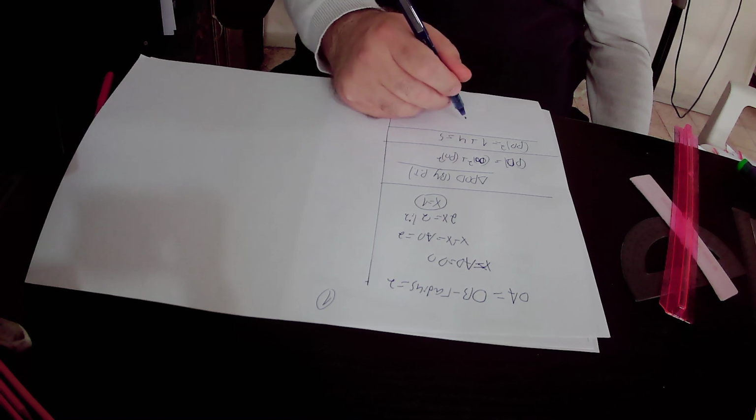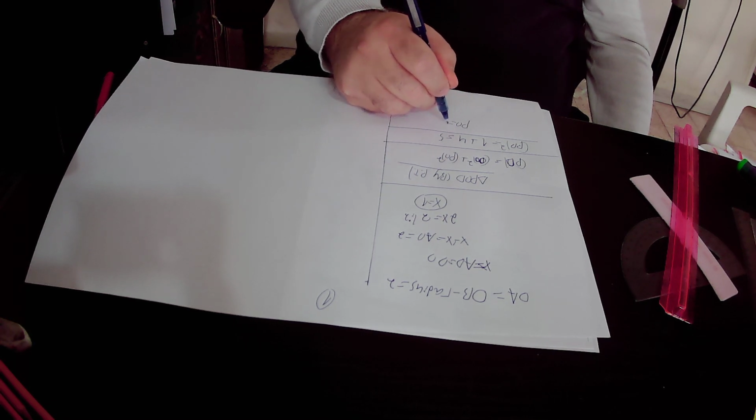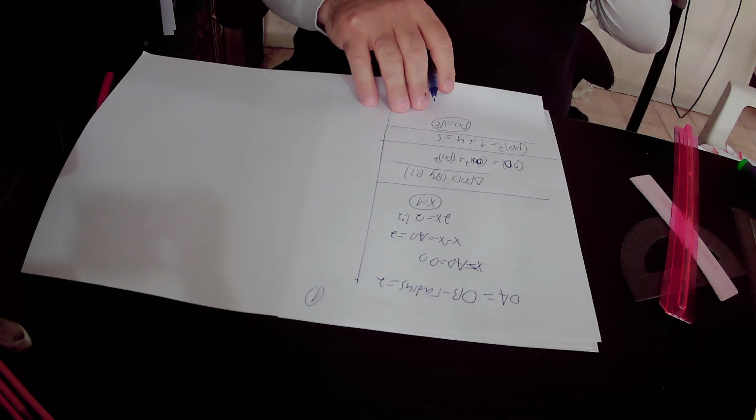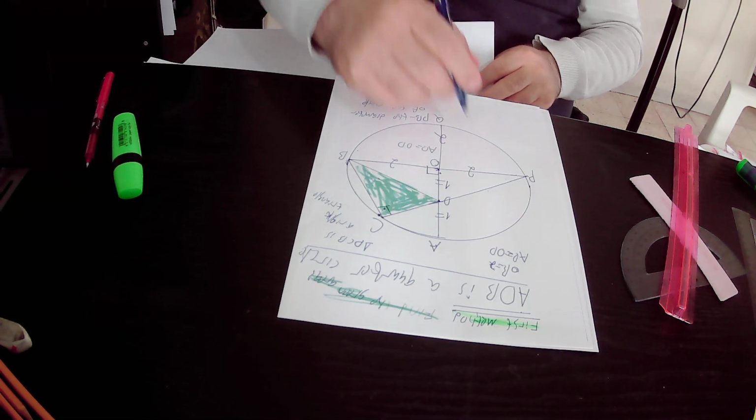Here we take the square root of this equation and we get that PD equals the square root of 5 units. So we found out that PD equals the square root of 5 units.